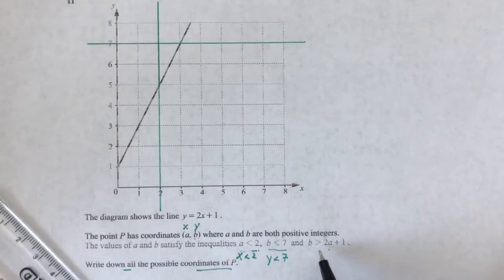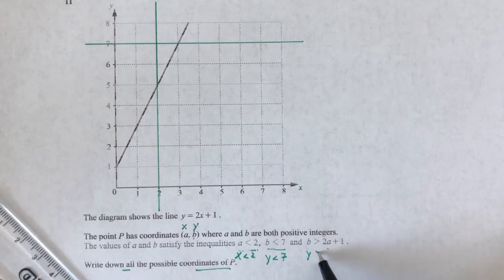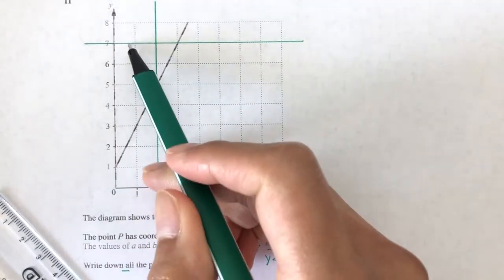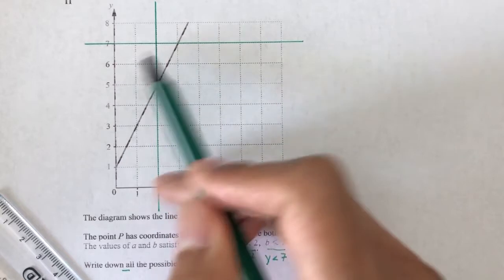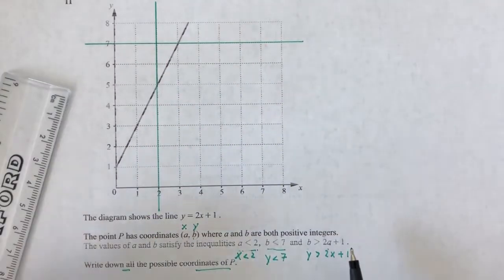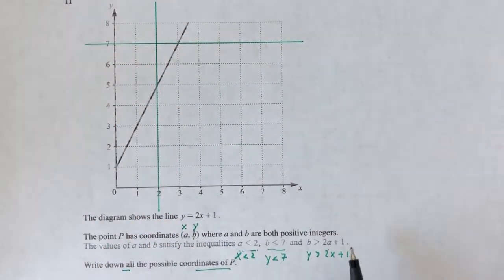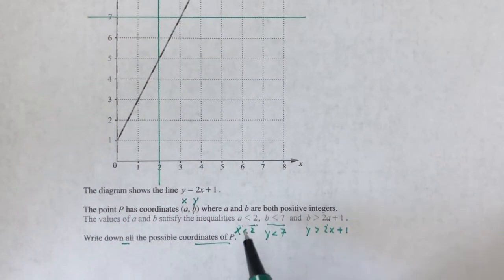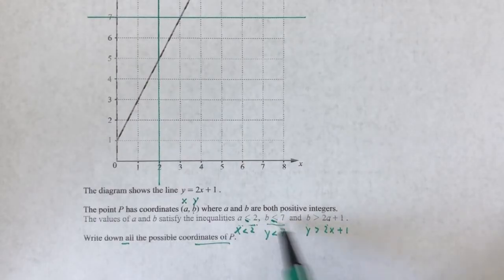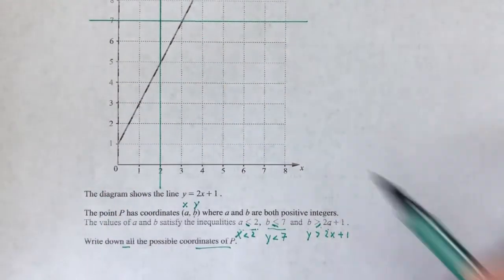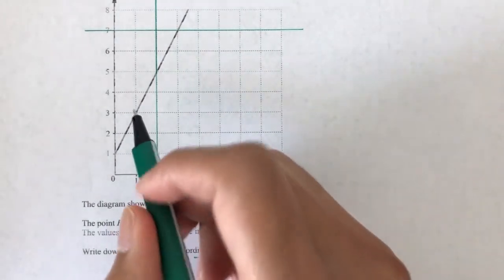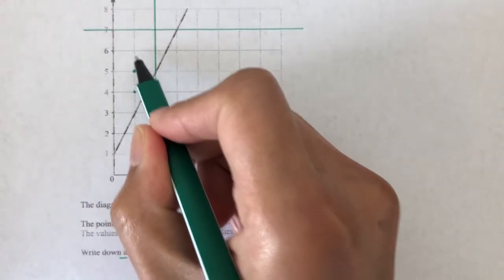And the last one is b is more than 2a plus 1, so b represents y, and a represents x. So y needs to be bigger than 2x plus 1. So it needs to be on top. So everything inside this one will be the points of P. So because the inequalities do not have equal signs, it means they are inside the shape, which means the only possibility we have is what? So it is this point, this point, this point.